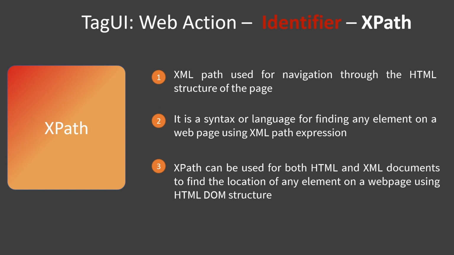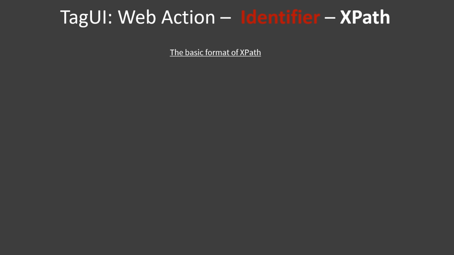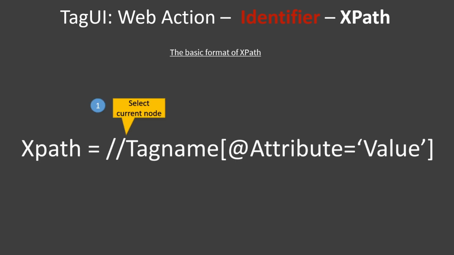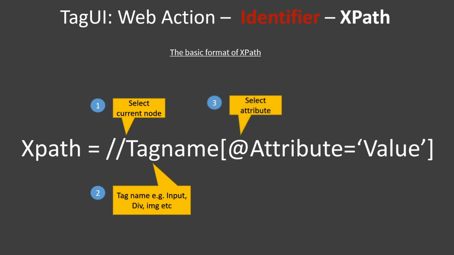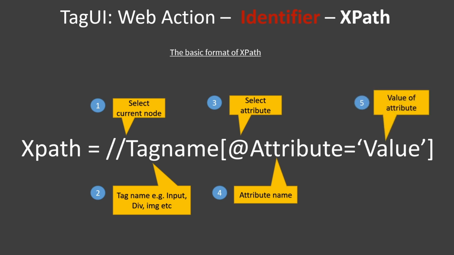And it's one of the most important techniques. If you understand the concept, you will be able to find any element on the web page. The basic format of XPath is, it starts with the current node where you are. And second, the tag name, whichever tag you are using: input, div, image, etc. And the attribute, whichever attribute you're trying to select, you should say with @, which is selecting an attribute. And you need to specify the attribute name and the value of the attribute. If you understand this construct, you will be able to identify any element.